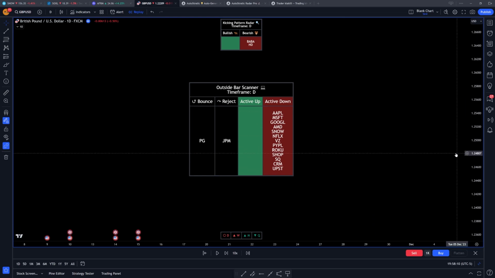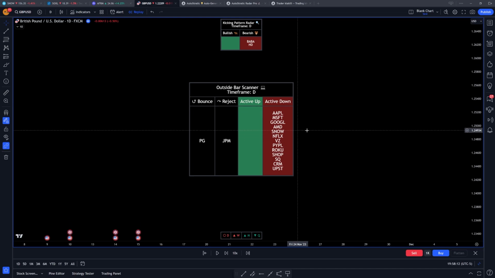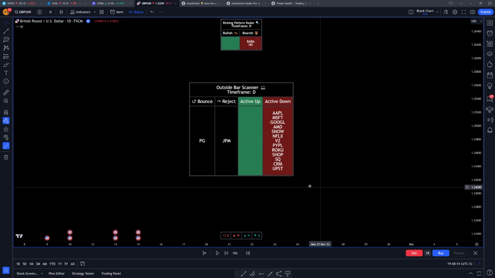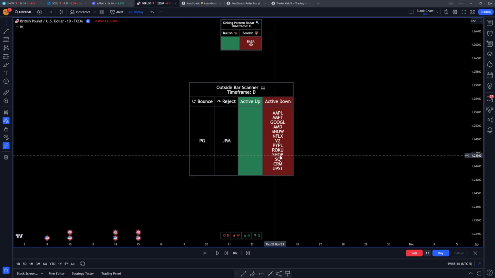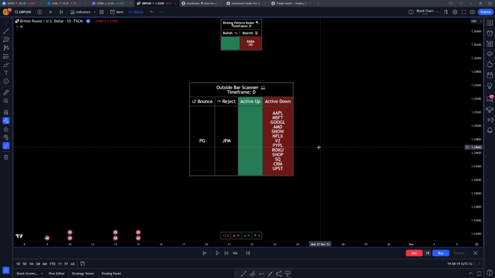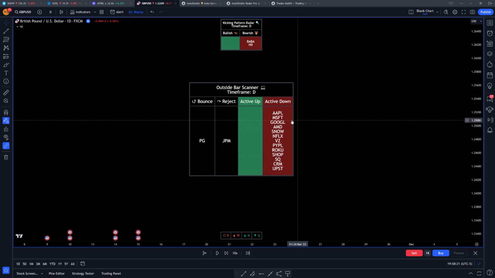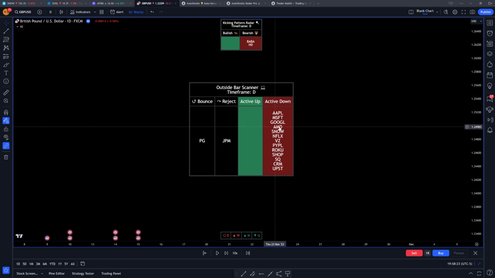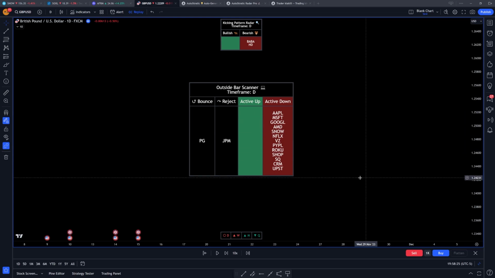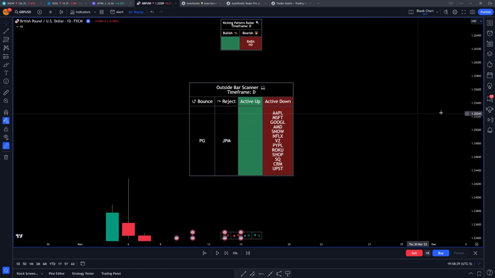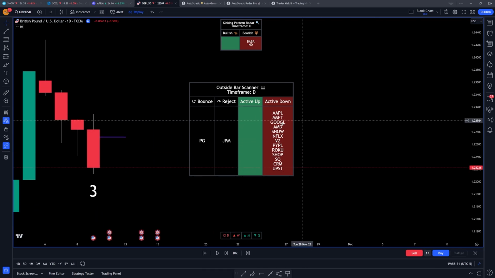And today, many of our users got entries on Shop, on Zillow, on SPY, Apple, Google, AMD to the downside. And we're able to predict that in real time as they're happening.